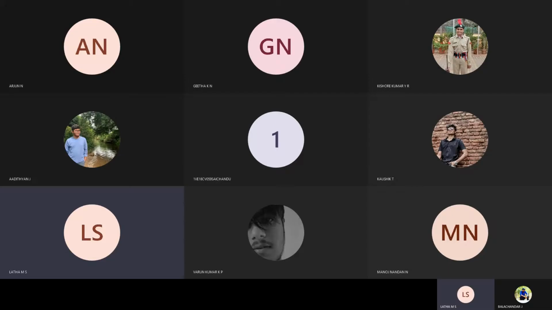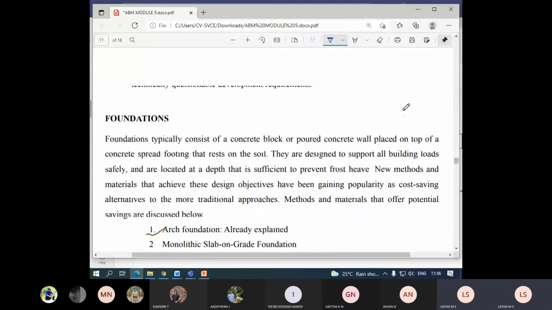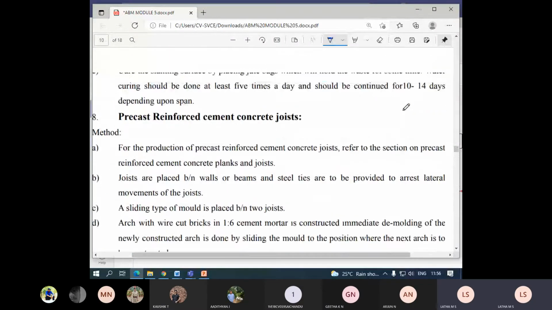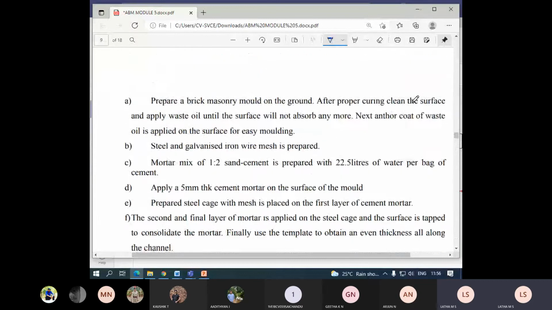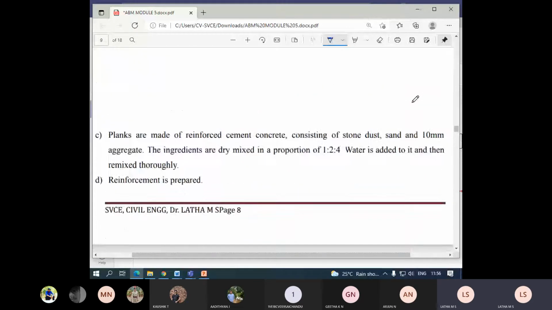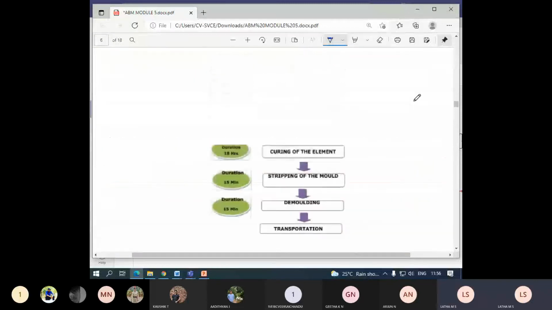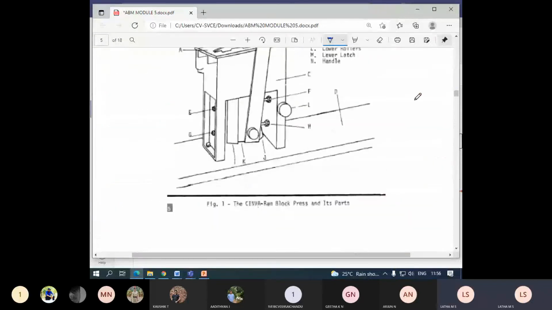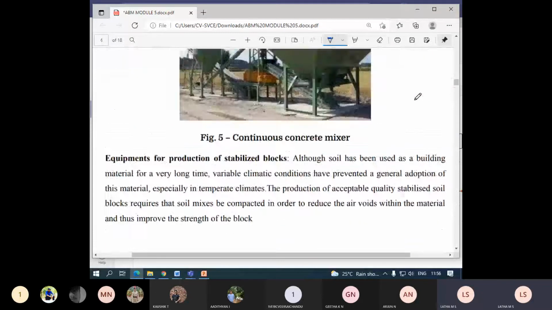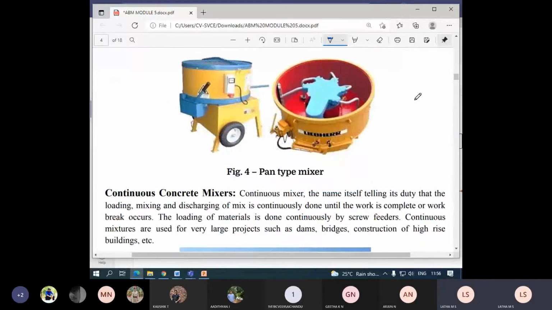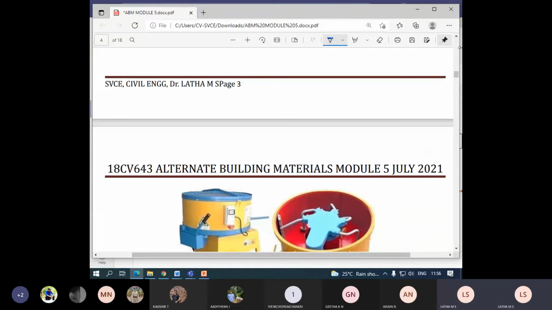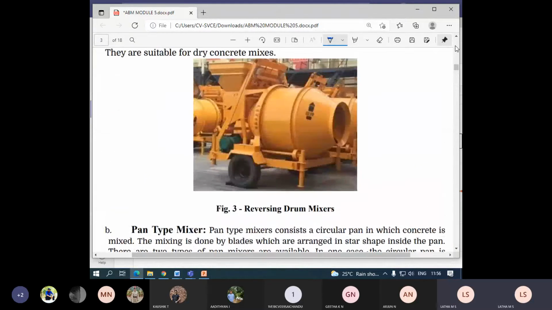Three days back, we started with the module 5 content, talking about different aspects pertaining to precast construction, and we also started with the detailing of stabilized soil blocks. Then we started with the concrete mixes. What are the different concrete mixes available? This module is completely based on the techniques or the methodology adopted for construction.